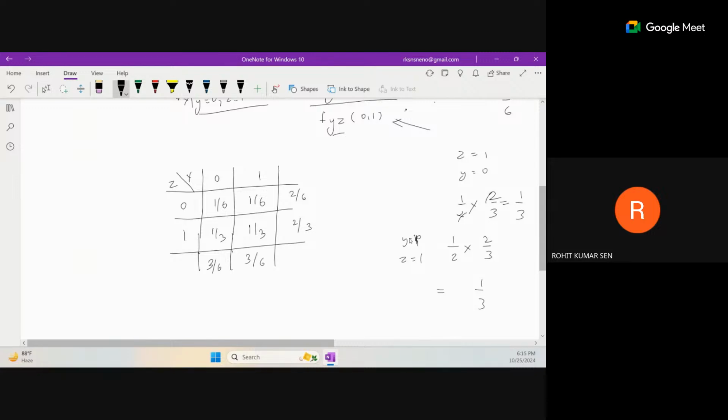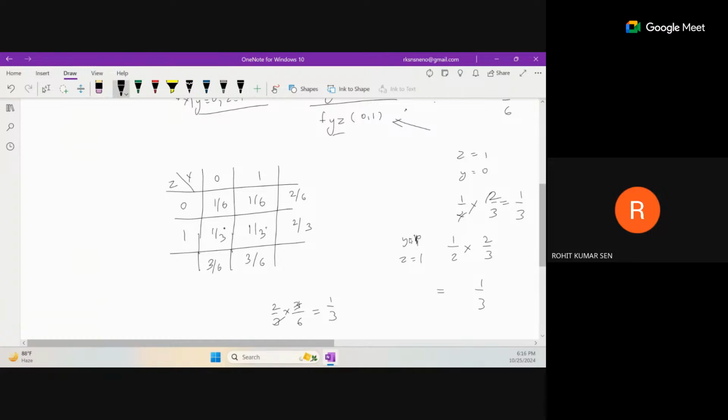Okay, so now we will check if it is independent or not. So for independence, how will we check it? Your joint should be equal to what? Your marginal. So let's check it for this case. 2 by 3 into 3 by 6, it will cancel and you will have 1 by 3. So it is correct for this one.